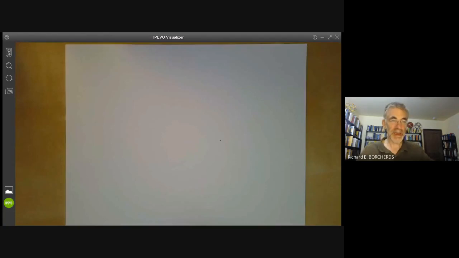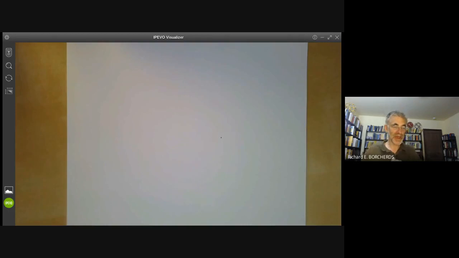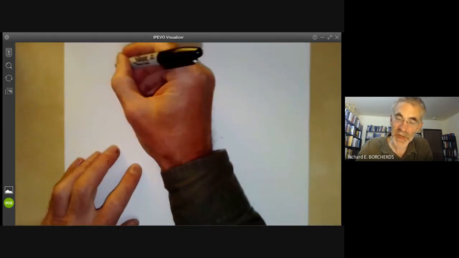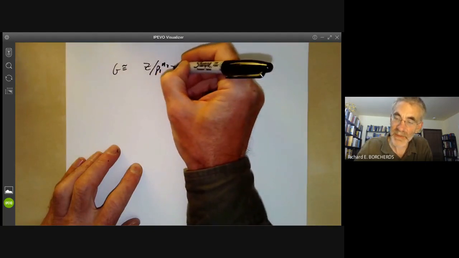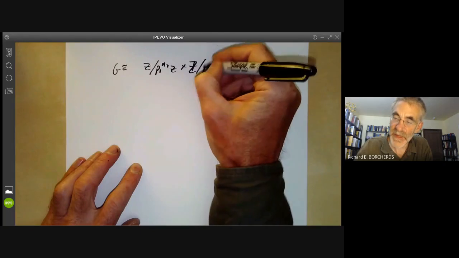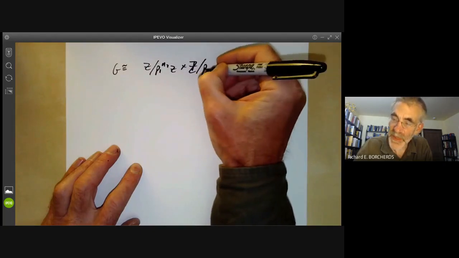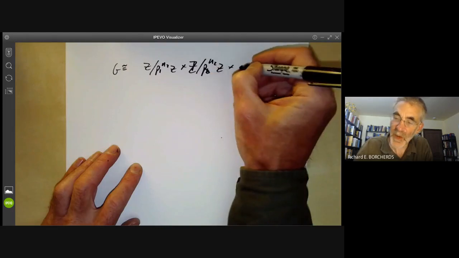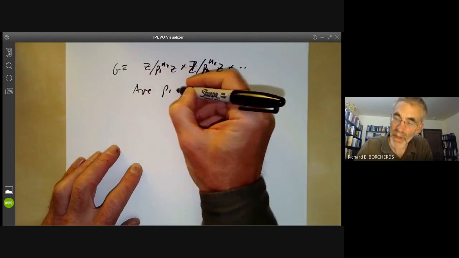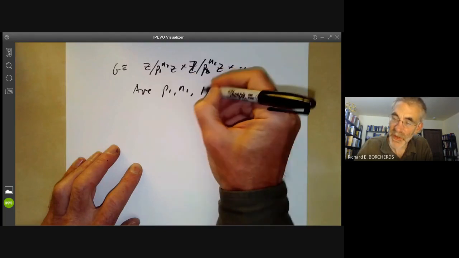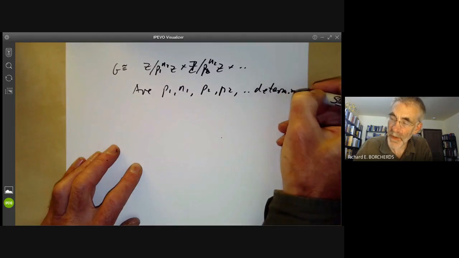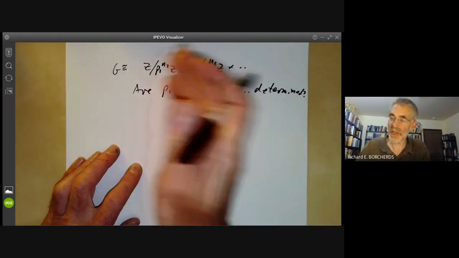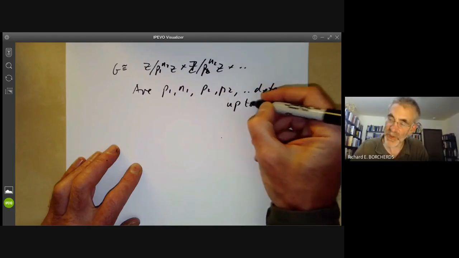You can also ask, when are two finite abelian groups isomorphic? So suppose G is isomorphic to Z over p1 to the n1 Z times Z over p2 to the n2 Z, and so on. We can ask, are p1, n1, p2, n2, and so on determined? Well, obviously they're not, because you can just change the order. So let's say determined up to order.